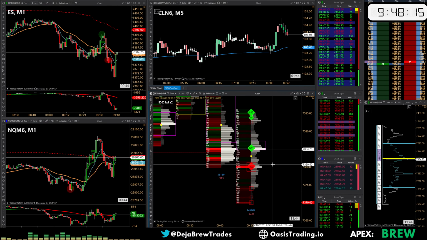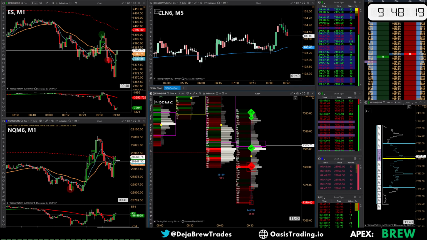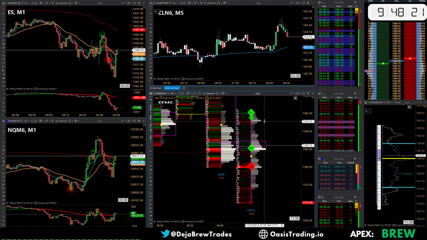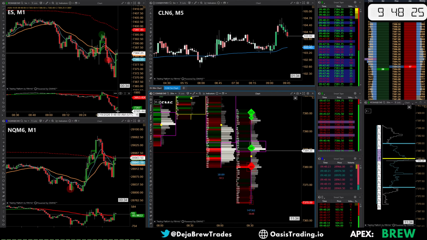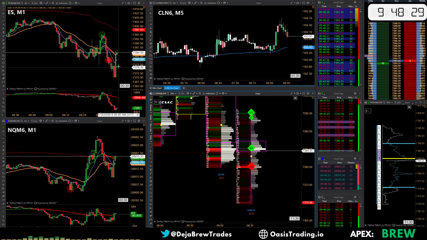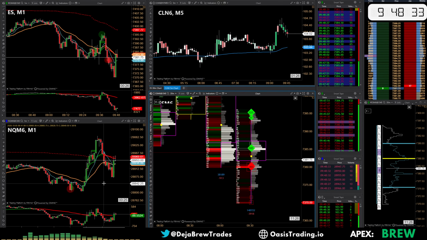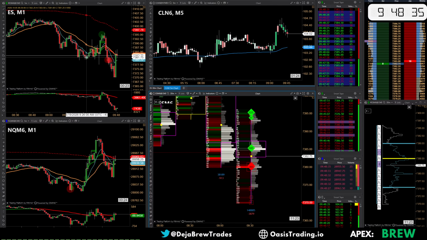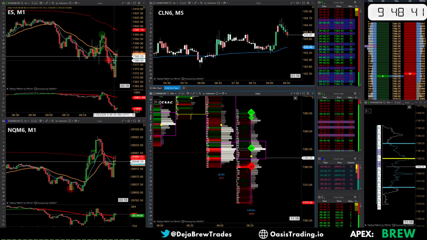I think ES and NASDAQ are slowly getting back together. They are trying to match up here. The sell was at about the same time, and the buy is at about the same time. The structure is still a bit different. You have a higher low on NASDAQ, and you have a lower low on ES.